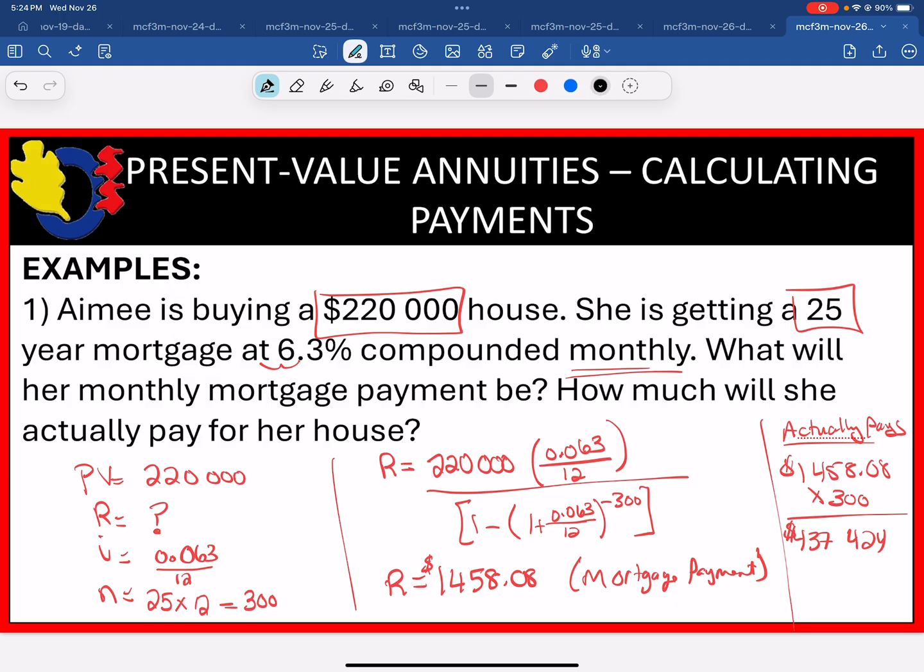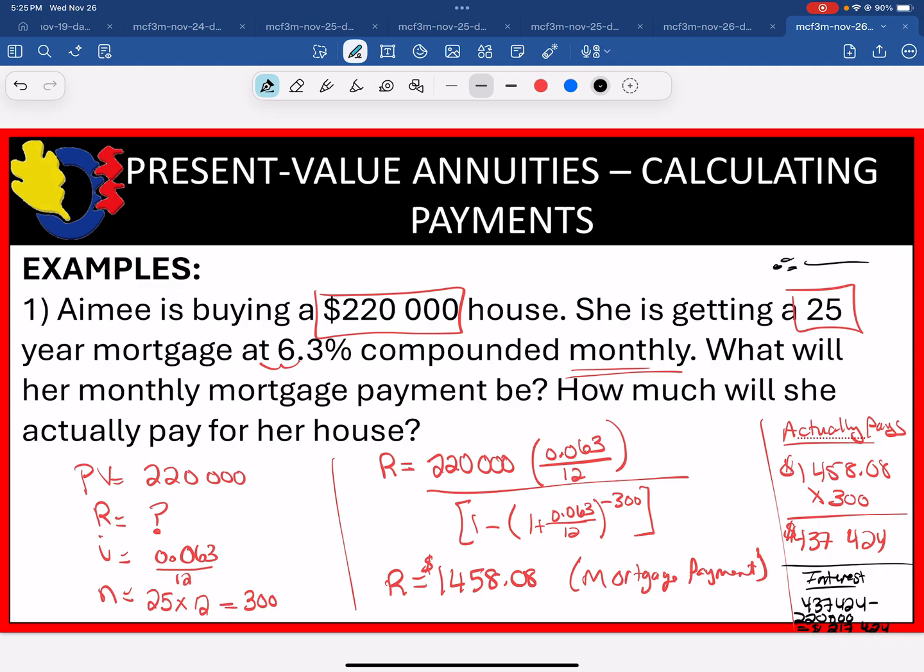So the total interest that Amy had to pay is $437,424 minus the original price of the house, $220,000. I'm going to try to squeeze this in here. $217,424. So almost double the original price of the house. So she could have bought 2 houses. All right, I don't have enough room for a therefore statement, but it is a word problem, so we should have a conclusion.